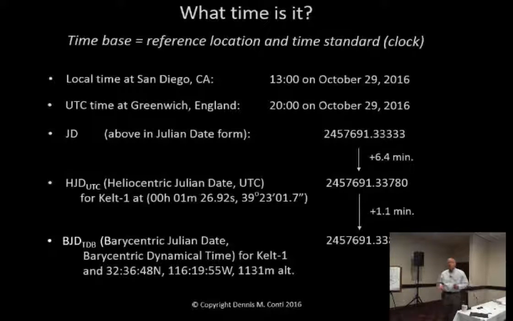Yes? The barycentric dynamical time, what is the source of that difference, the dynamical part? It's, again, the time dilation. Einstein's time dilation as our solar system is moving. Our motion relative to the barycenter, or the barycenter relative to the star itself, velocity? Yeah. So it's our solar system, the barycenter of our solar system, moving relative to where the star is.